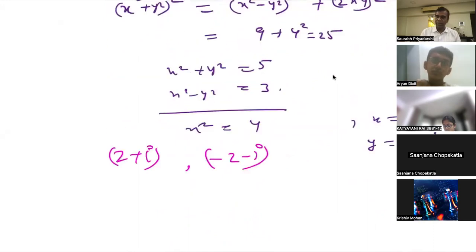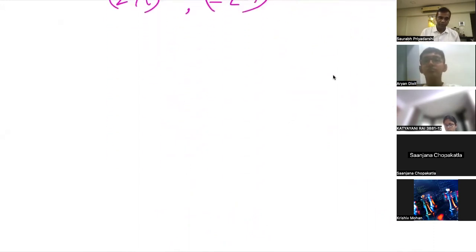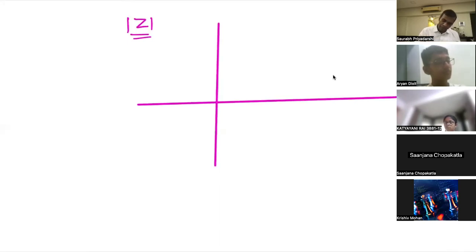So this is when we have to solve this algebraically. Now, what we were talking about was the modulus part. The modulus of a complex number is denoted by mod z. Mod z means the distance we have to take from the origin. So root a square plus b square will be mod z.